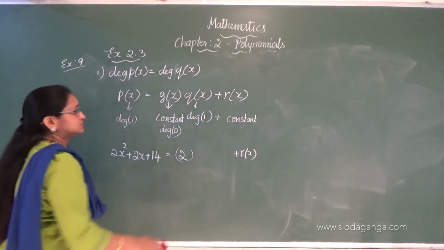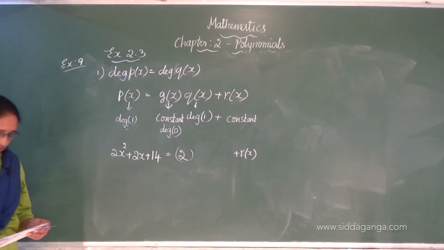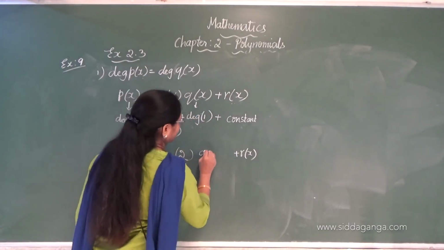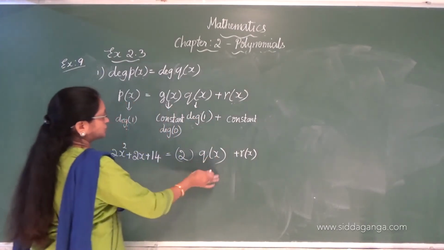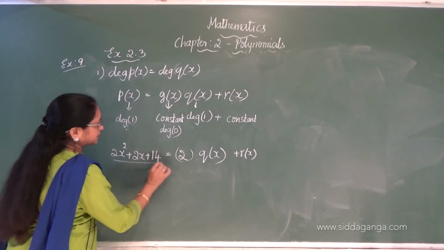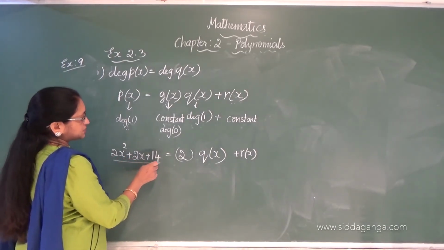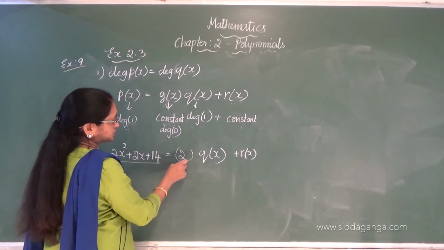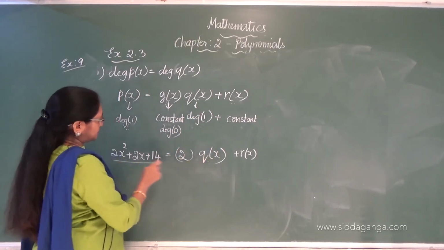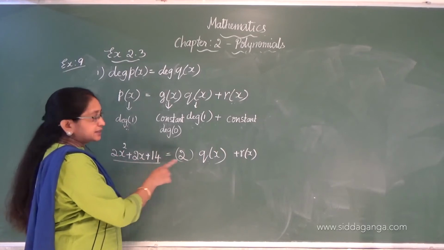So it is q of x. Now you don't know. See, any example you can take. I have taken this example 2x square plus 2x plus 14, and I have to divide by a constant only. Then here I should get the degree 2 only.